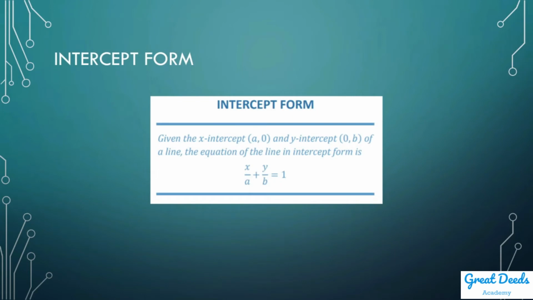Intercept form. Okay, so this is the equation that I rarely see. Okay, I rarely see this in textbooks. So given the x-intercept a, 0 and y-intercept 0, b, so the y-intercept there is b, the x-intercept is a, of a line, the equation of the line in intercept form is this one.